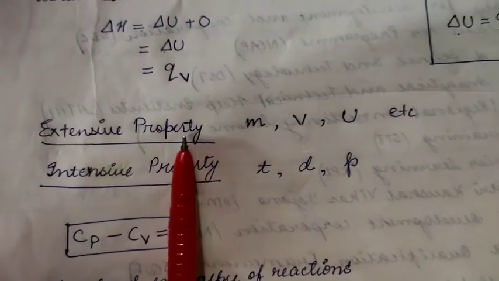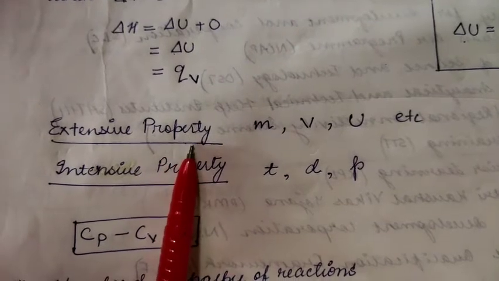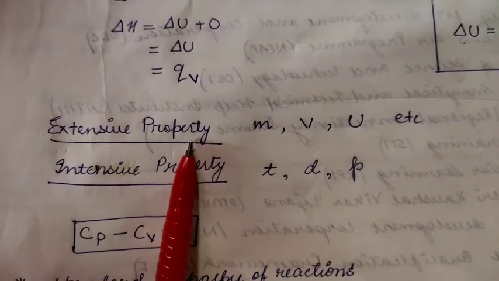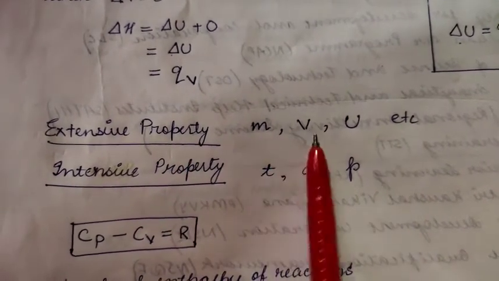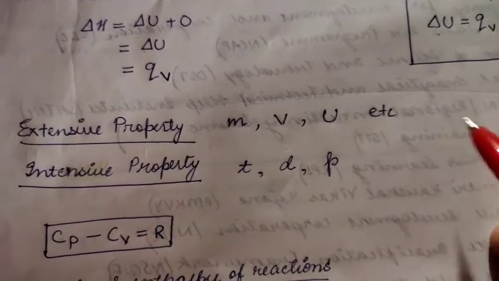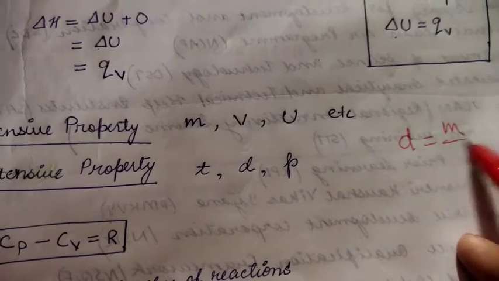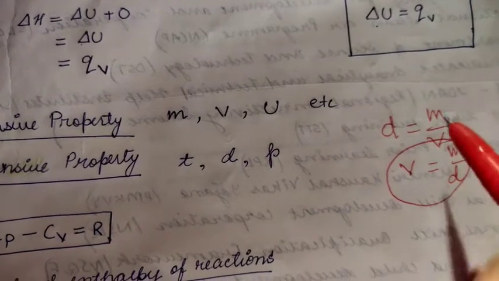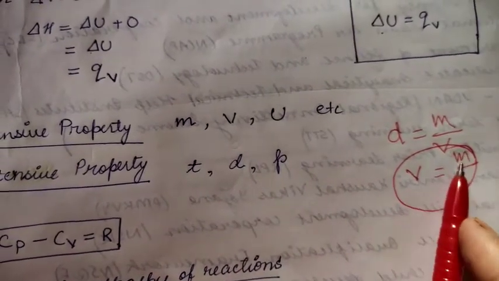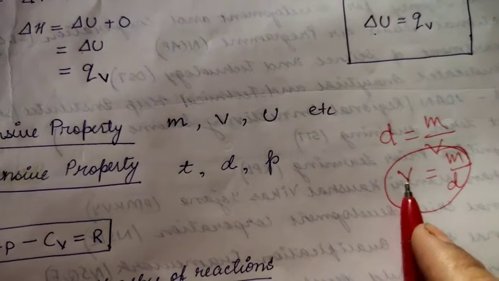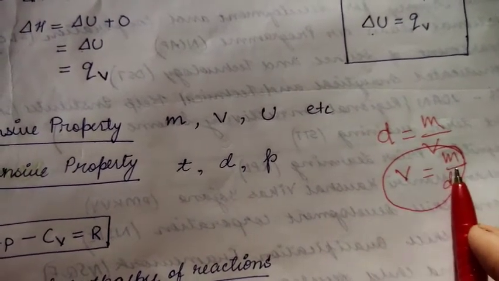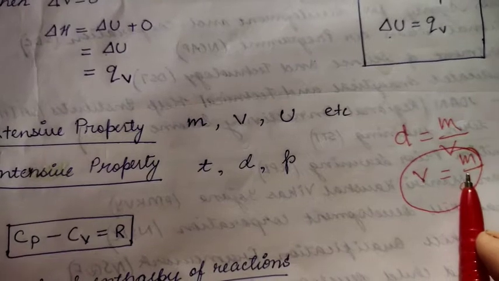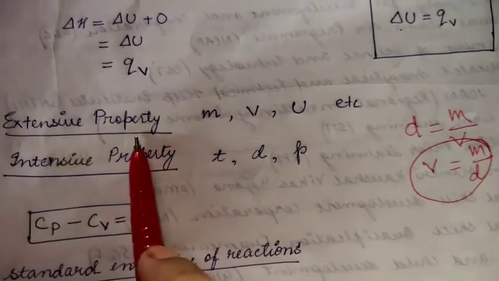Now, extensive property of a system. What do you mean by extensive property? The property of a system which depends on the mass or the amount of matter present, that is the extensive property. For example, volume. What is the volume formula? You know that density is equal to mass by volume, right? So volume is equal to mass by density. So this is the formula, and you know that volume is dependent on mass. In order to take out the value for volume, you have to determine the mass. So this volume is dependent on the amount of substance present in the system, therefore it is an extensive property.